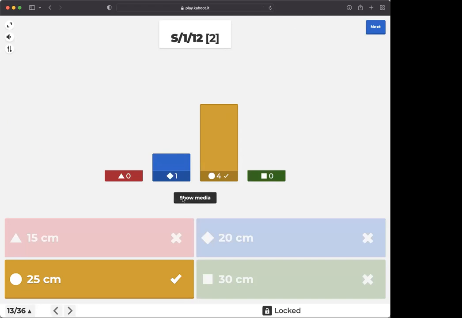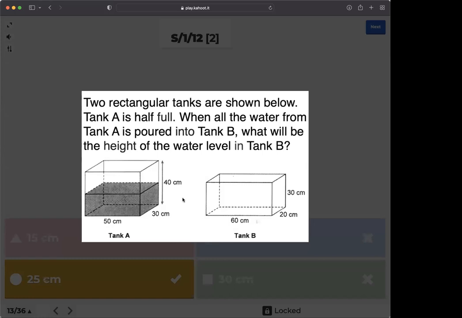Okay, most of you are able to do this correctly. So first, you need to find the volume, which is the length times breadth times height. In this case, 50 times 30. It's half full, and half full means the height here is 20 cm. So you times 20 here. So 5 times 3 is 15. 15 times 2 is 30. Then there are 3 zeros behind. So the volume is 30,000 cm cubed.